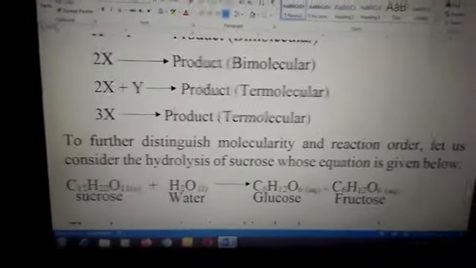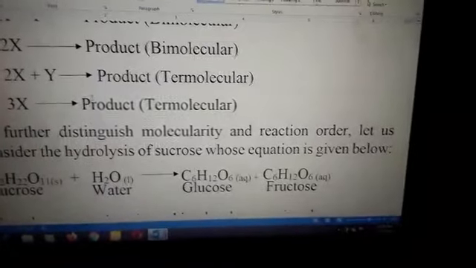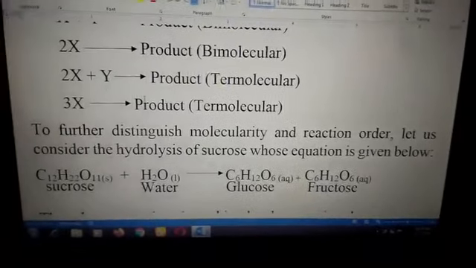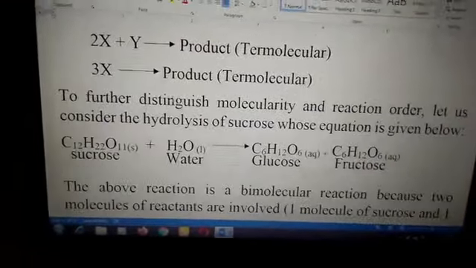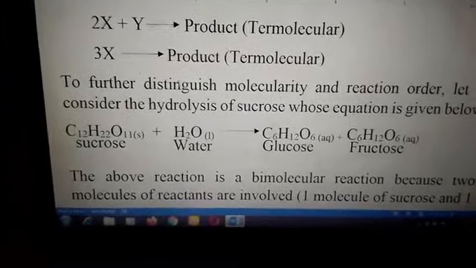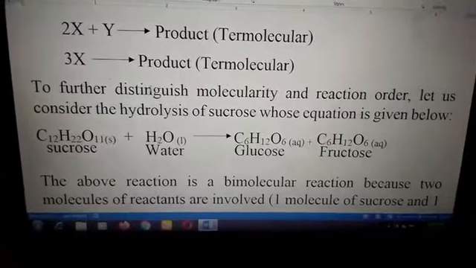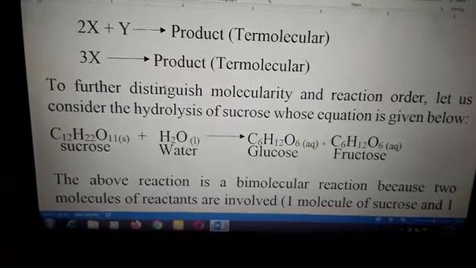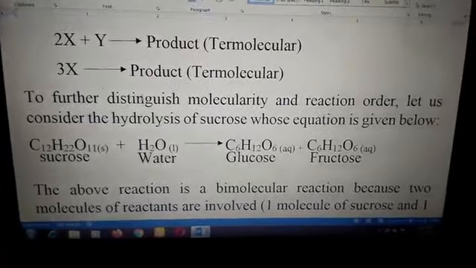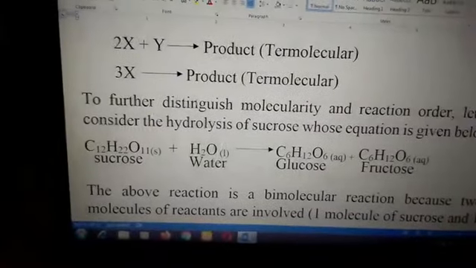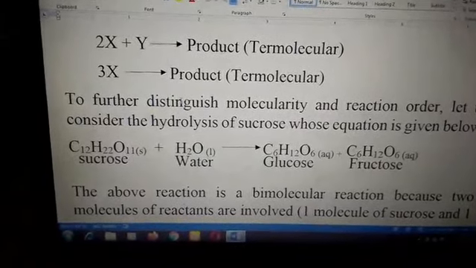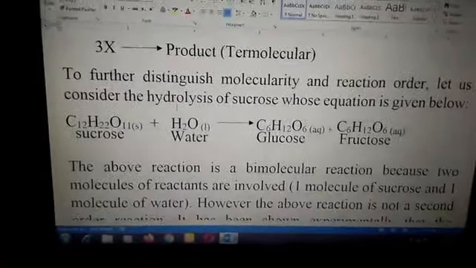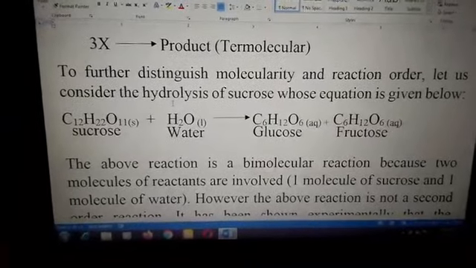We now say, to further distinguish molecularity and reaction order, let us consider the hydrolysis of sucrose, whose equation is given below. So we have sucrose hydrolyzed in water in the presence of acid. So we have the equation sucrose plus water giving us glucose and fructose. So when sucrose is broken down by hydrolysis, we get the components of sucrose, which are glucose and fructose. So you look at the reaction, we have one molecule of sucrose and one molecule of water, and that made the reaction a bimolecular reaction. So we say the above reaction is bimolecular because two molecules of reactants are involved.